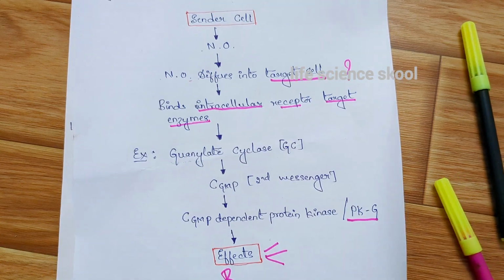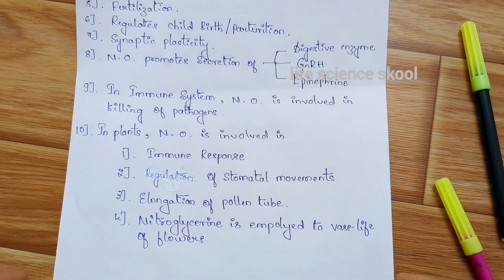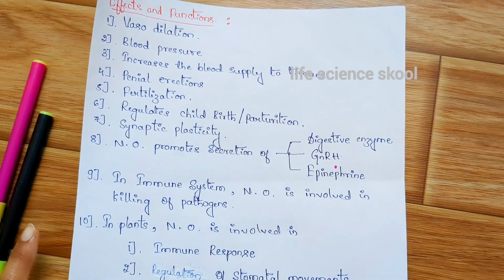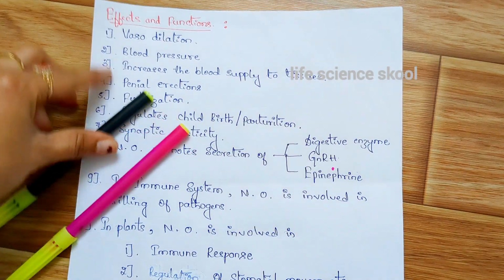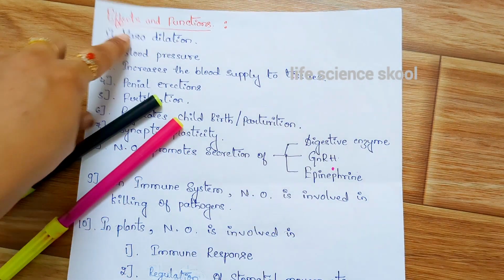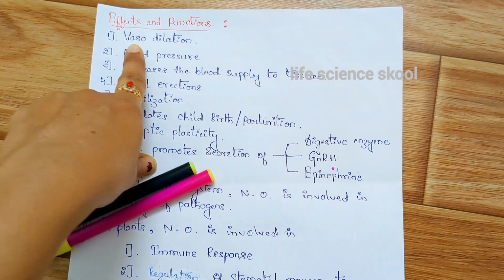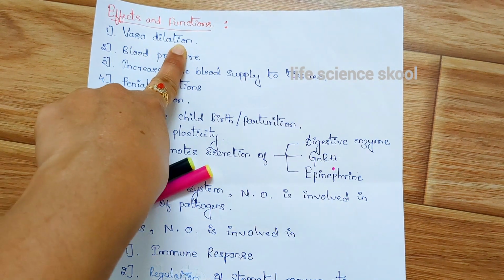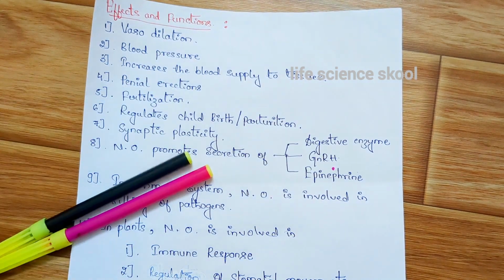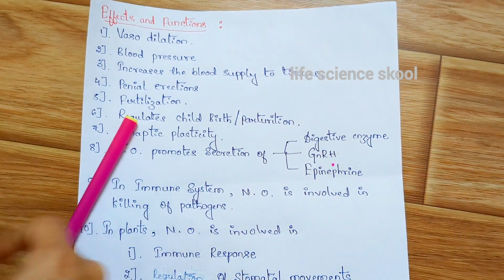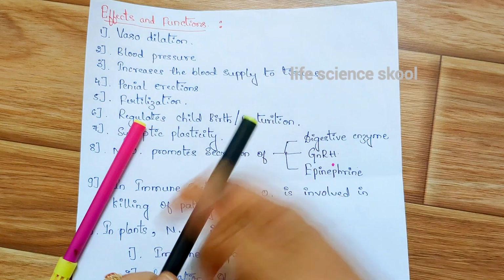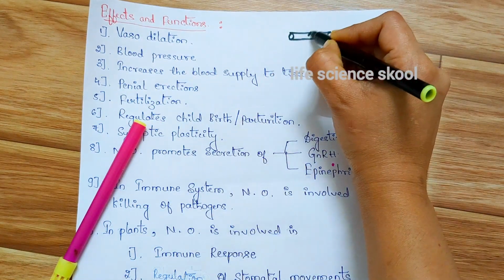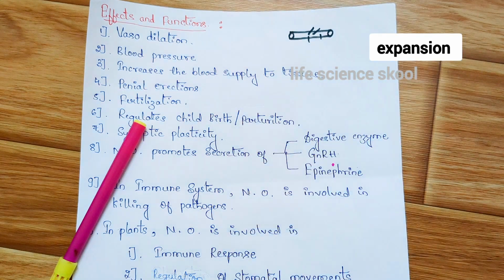Next, moving on to the functions of this nitric oxide. Some of the functions are listed here. I will explain them one by one. Let's begin with the first one. Nitric oxide stimulates vasodilation. So what is vasodilation? Vasodilation means dilation of the vessel, which has a smooth muscle. That is called vasodilation.